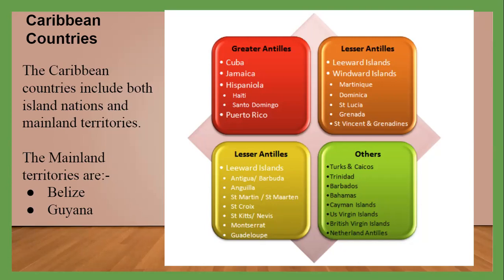So we have two mainland territories, that's Belize and Guyana. And then the other islands are divided into different categories. The Greater Antilles, the Lesser Antilles, which has Leeward Islands and Windward Islands. And then there's a category known as others. And those are the territories that are outside of the band of countries washed by the Caribbean Sea.